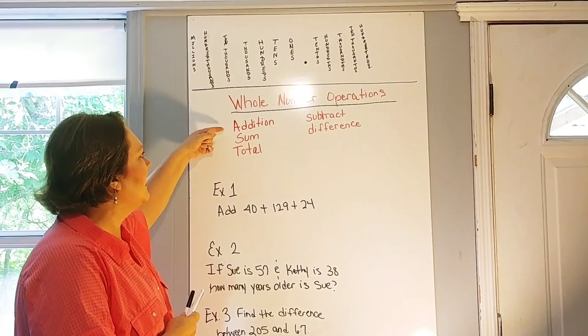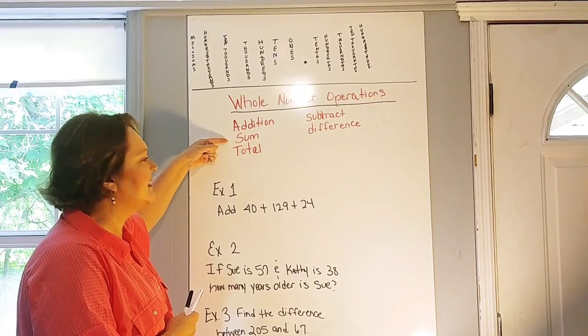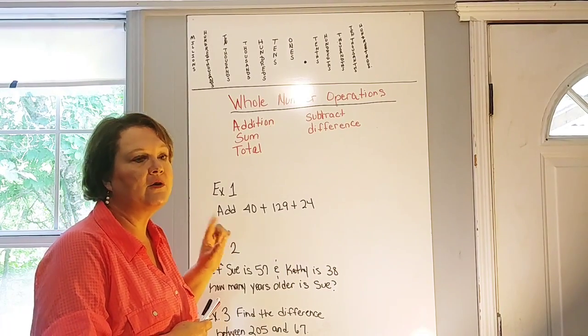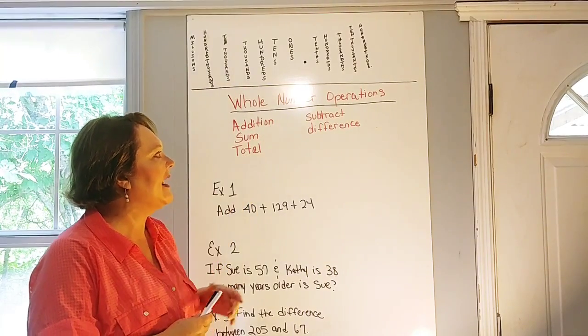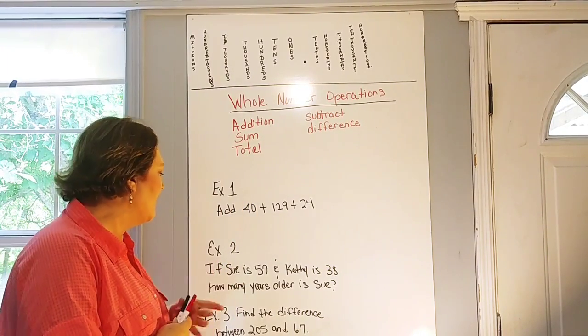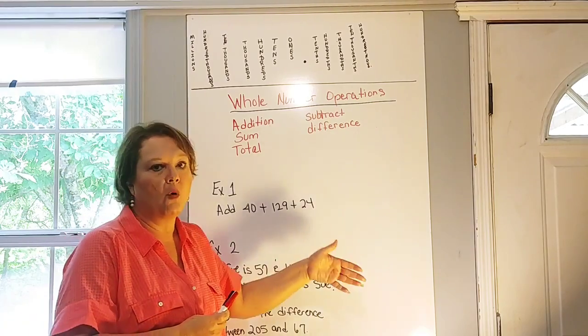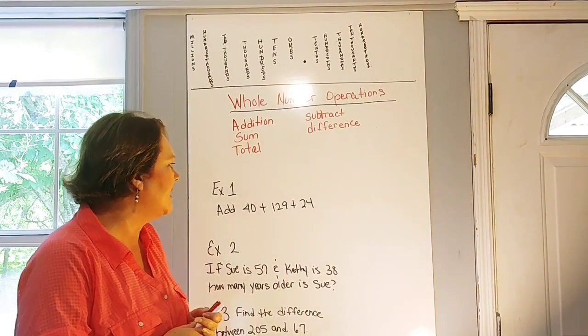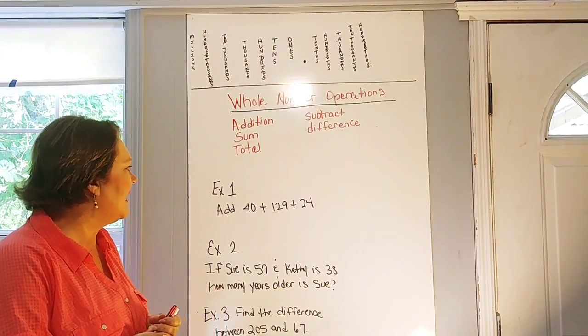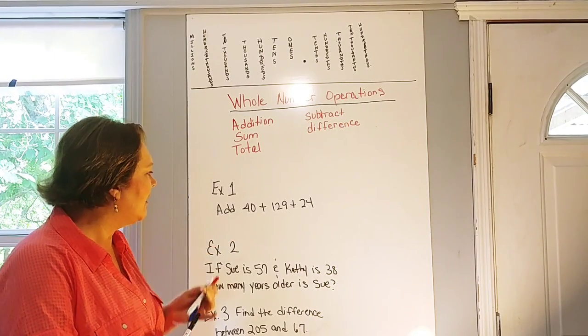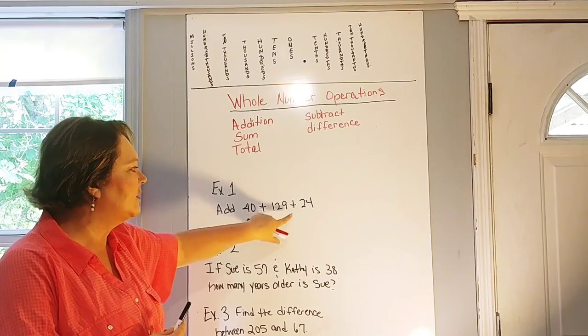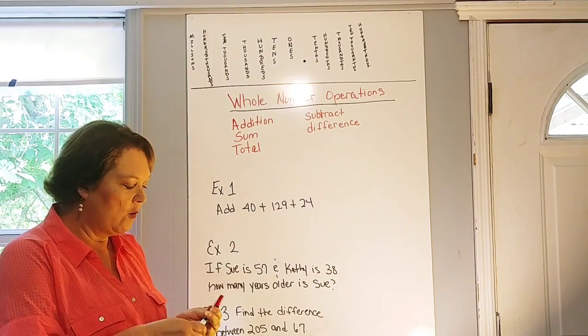For addition, some of the terms would be sum or total, which they would give you to cue you in that you're going to be adding. For subtraction, they may ask you for the difference, or they may ask you how much more one thing is than another. So in example 1, they asked us to add 3 numbers. Those numbers are 40, 129, and 24.